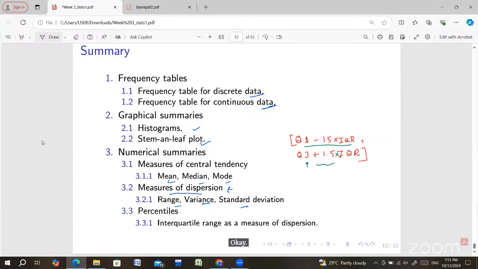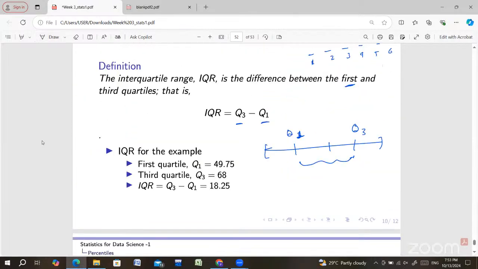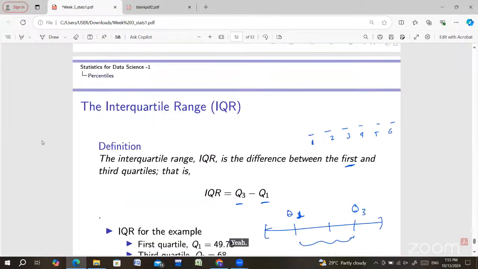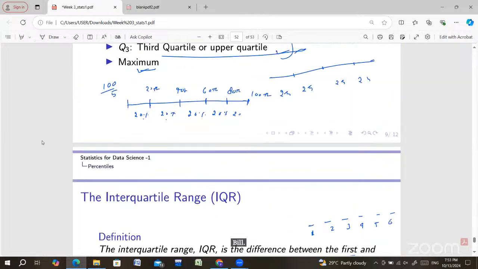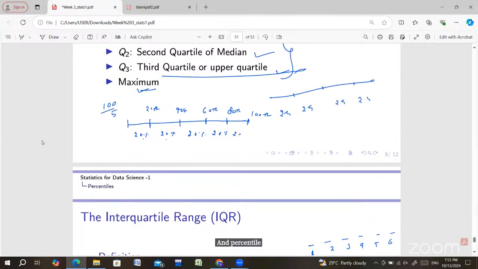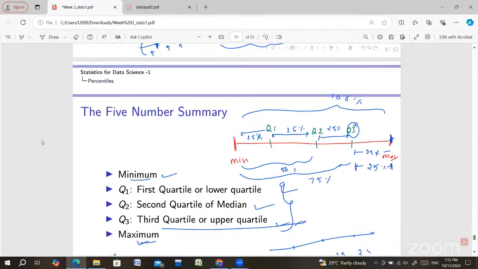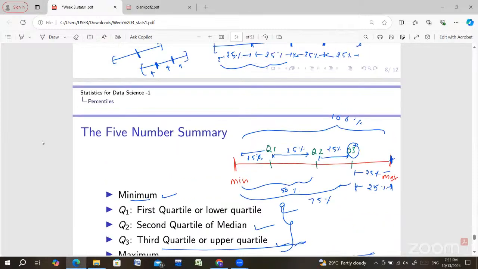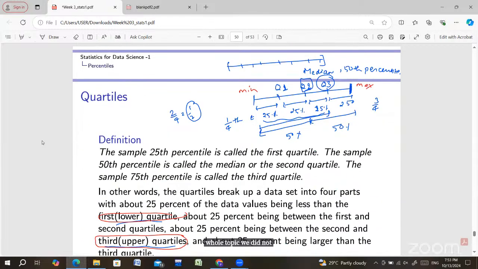Ma'am, percentiles. What's the doubt? Ma'am, the whole topic of percentiles, we did not understand.